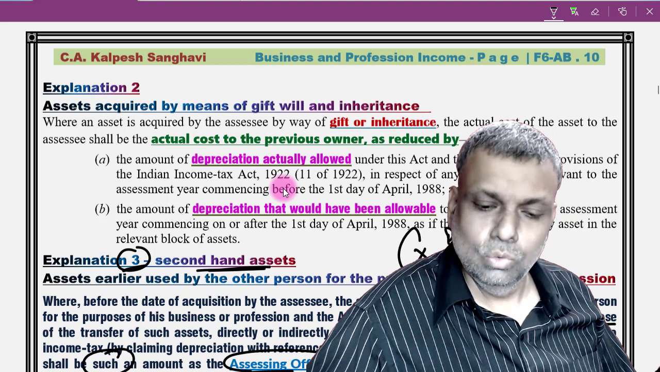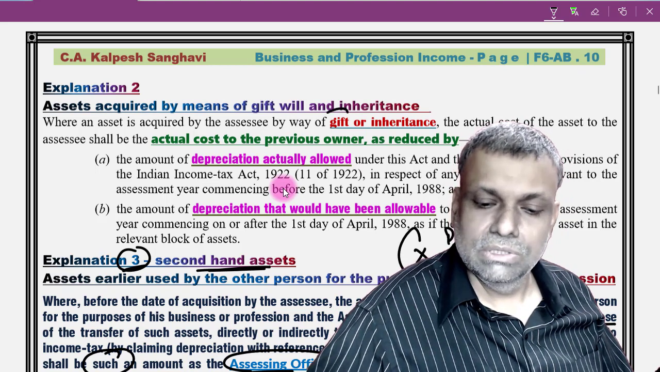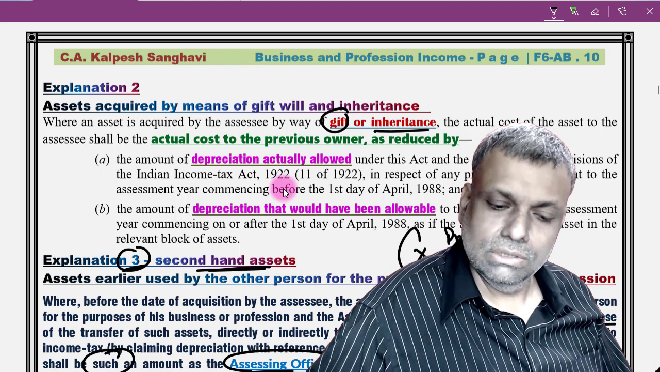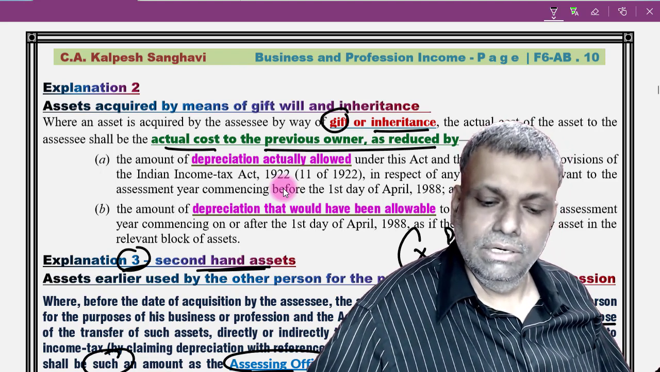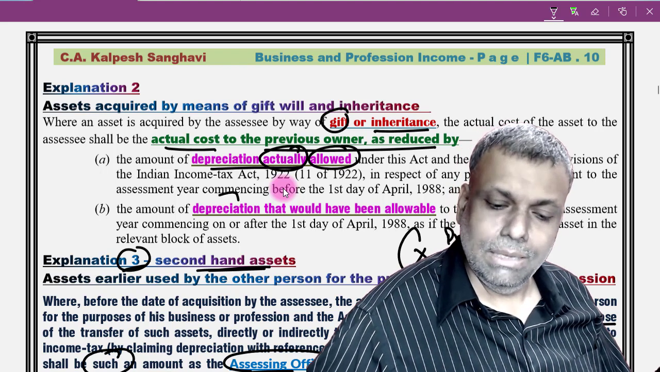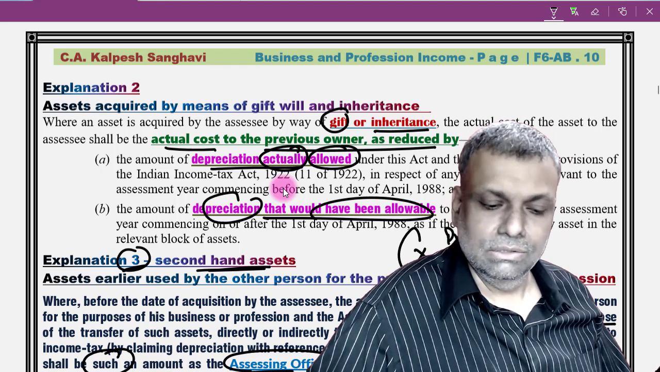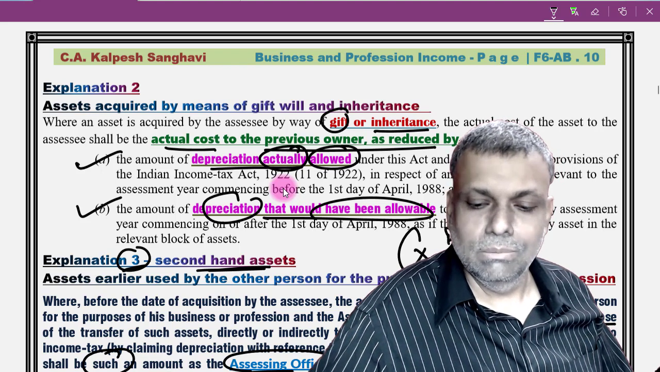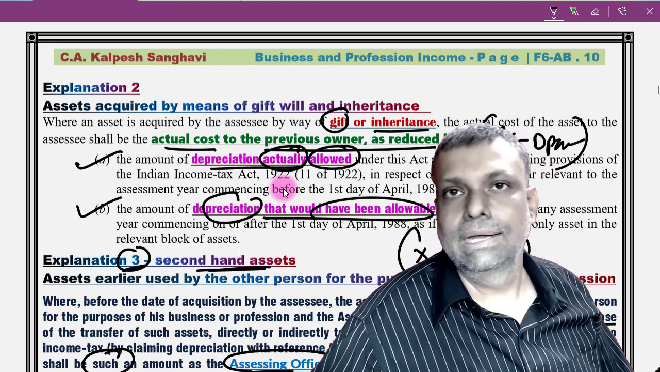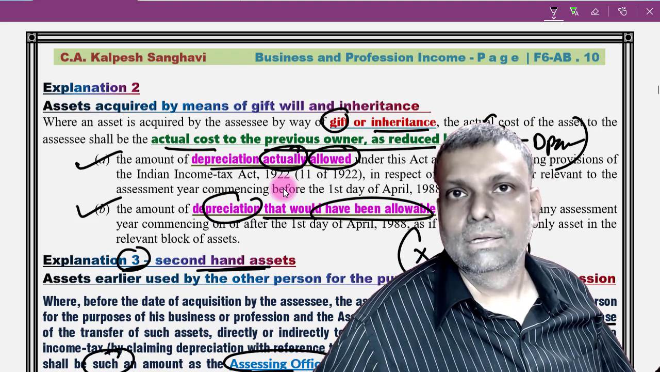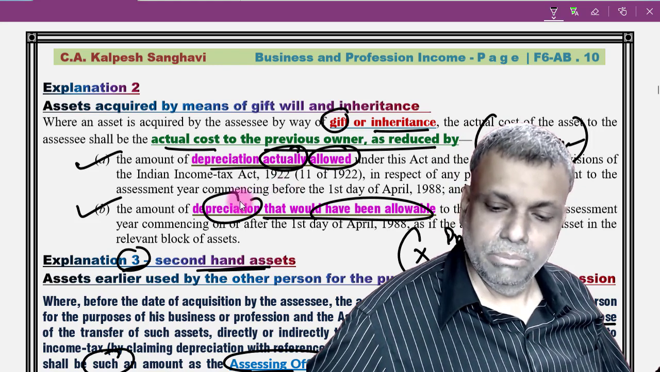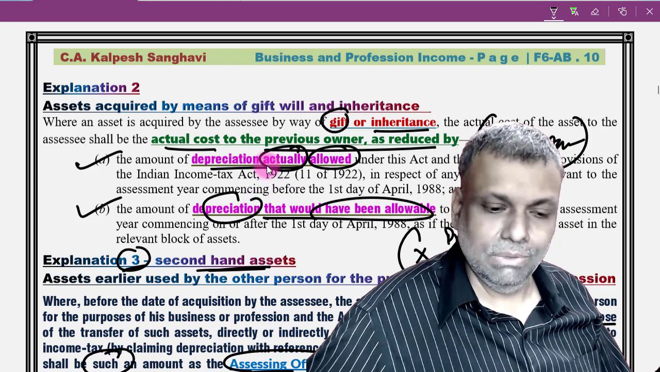Explanation number 2. Any asset which is acquired by means of a gift, will, inheritance, etc., then the actual cost to the previous owner will be reduced by the depreciation actually allowed with respect to that particular asset, or the depreciation that would have been allowable. So it is something like your notional WDV, whatever is your actual cost minus the depreciation so far, and this figure is going to be the cost of that particular asset. So it is pretty simple once you know these particular explanations.